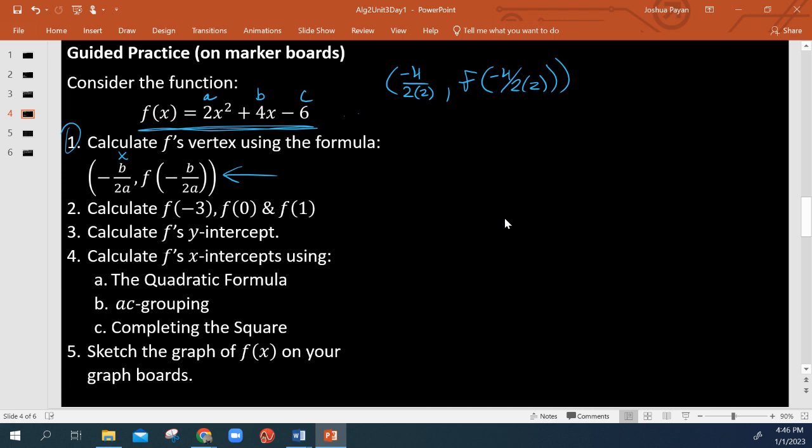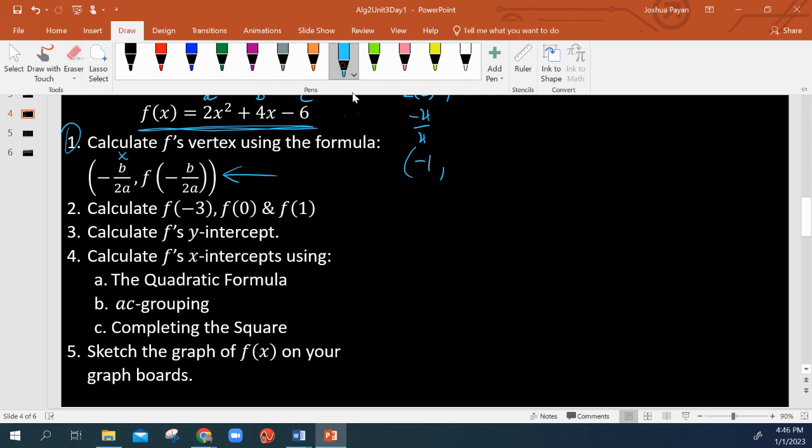Okay, so negative 4 over 2 times 2. So that just is going to become negative 4 over positive 4, which of course is just negative 1. Right, so that means our x coordinate for our vertex is just going to be at negative 1.